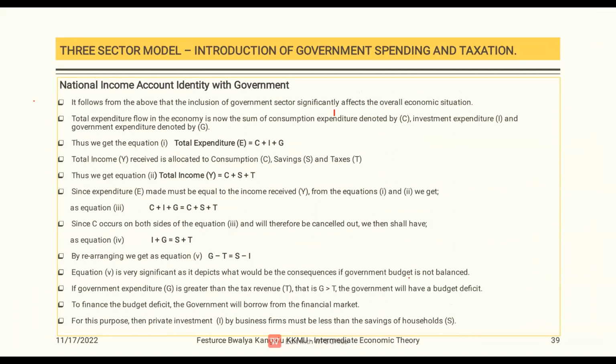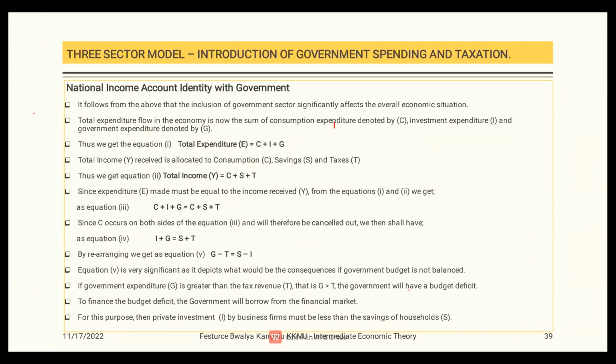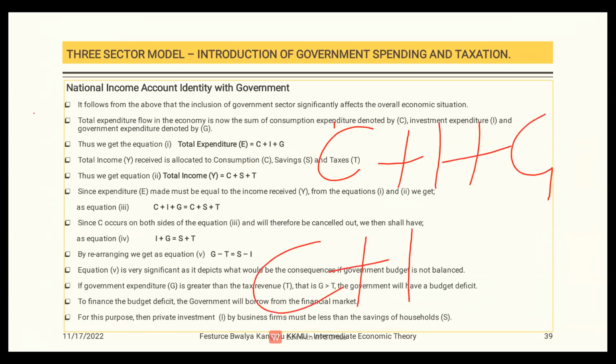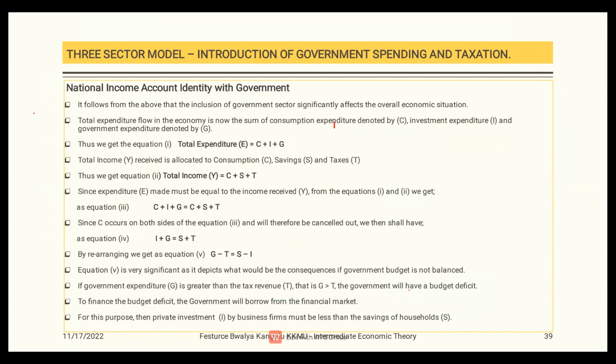Okay. So when the government has been introduced, the equation is built as C plus I plus G, the government expenditure. Remember, we had just C plus I, right? We just had C plus I. Yes. So now, follow nicely how we are deriving. So C plus I plus G, where G is total government expenditure, and we know that this will be equal to Y.